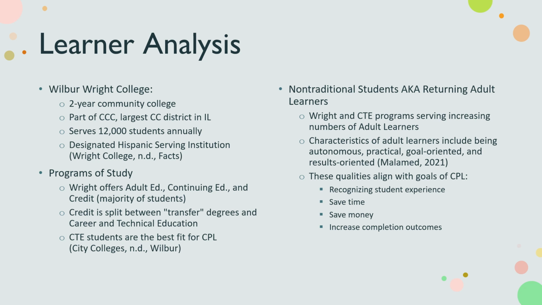They often have a lot of previous work experience, maybe some previous college, and are coming back to complete a degree. Again, we recognize a growing number of adult learners across the college, but specifically in our career and technical ed programs. Some other characteristics about adult learners: they're autonomous, they are practical, they're goal-oriented, and they're results-oriented, right? And those align directly with the goals of credit for prior learning, right? We want to recognize people's previous experience. We want to save them time, we want to save them money, and we definitely want to use those to increase completion of a credential.